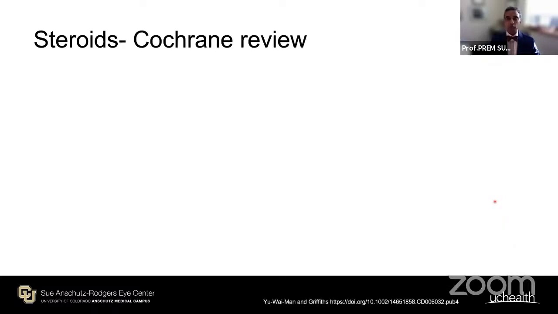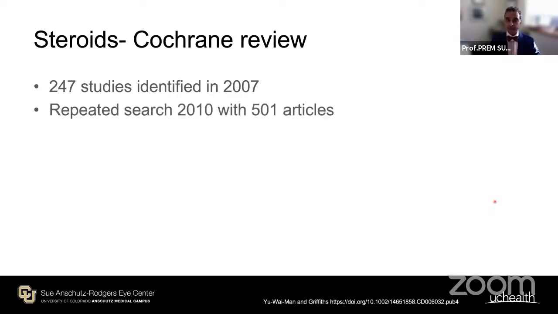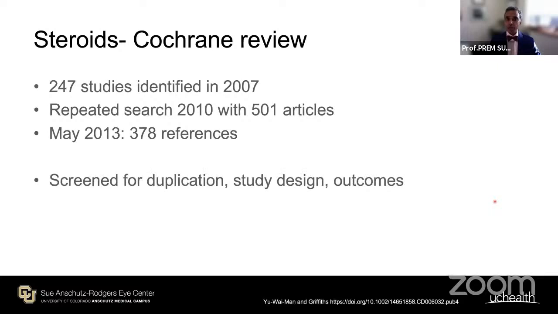A Cochrane review. Cochrane reviews look to gather all the evidence and come up with a recommendation based on rigorous analysis. 247 studies, various types of case reports, retrospective case series, et cetera, for steroids and traumatic optic neuropathy were identified in 2007. An expanded search in 2010 showed 501 articles, but then they pruned it down to get rid of redundancy and found 378 references. They were screened for duplication, study design, and outcomes. They found one study that actually met criteria for scientific rigor.